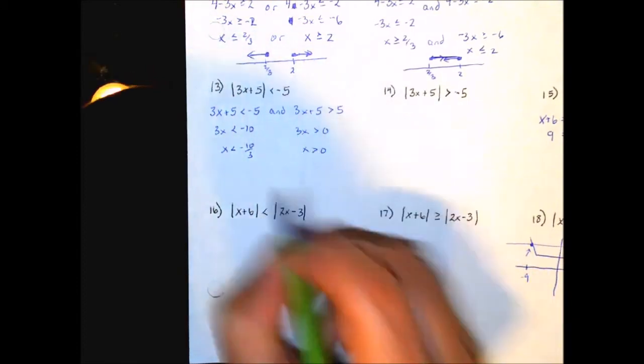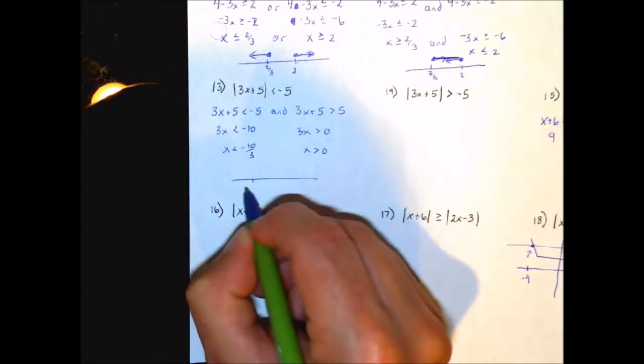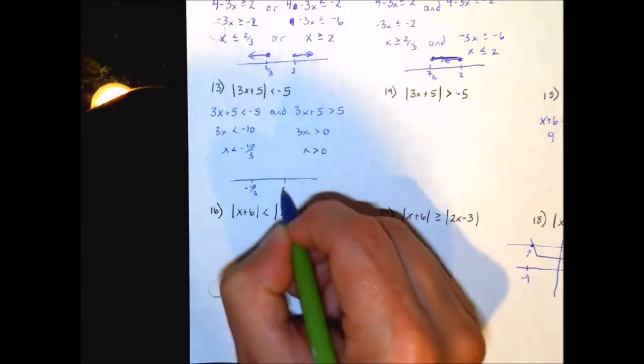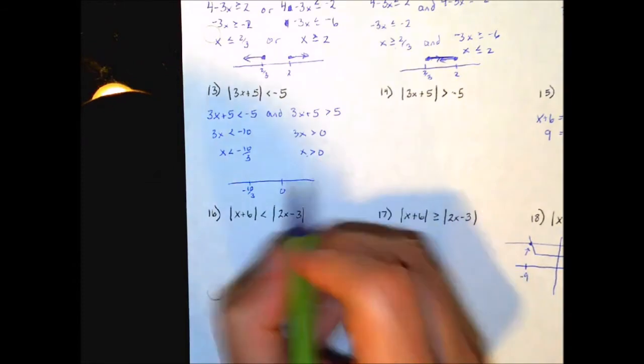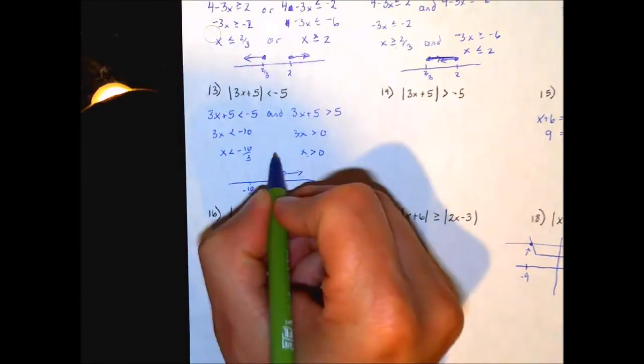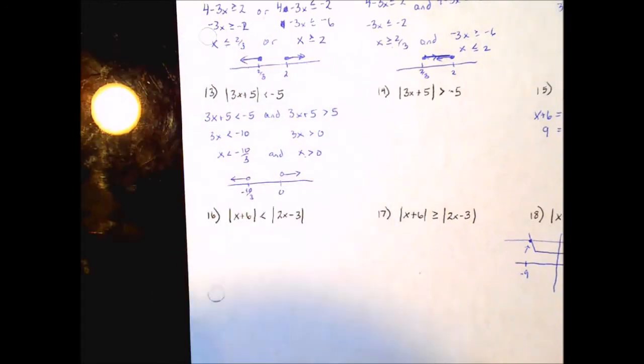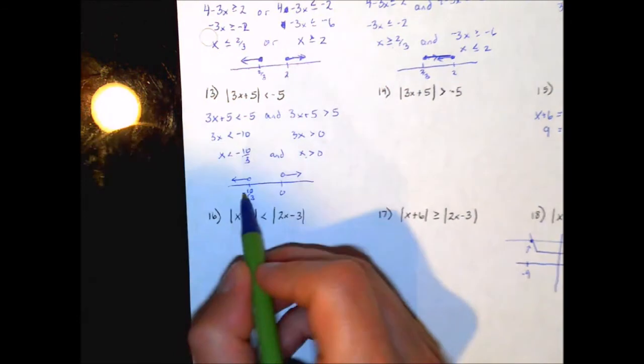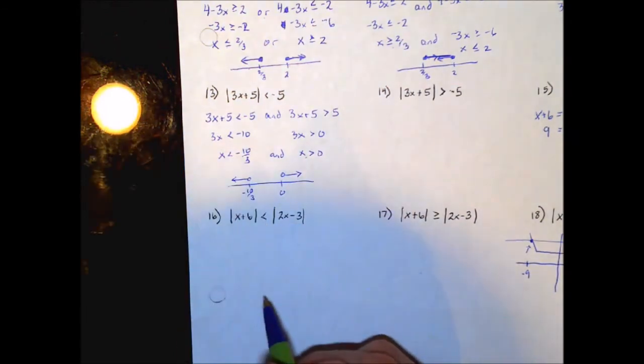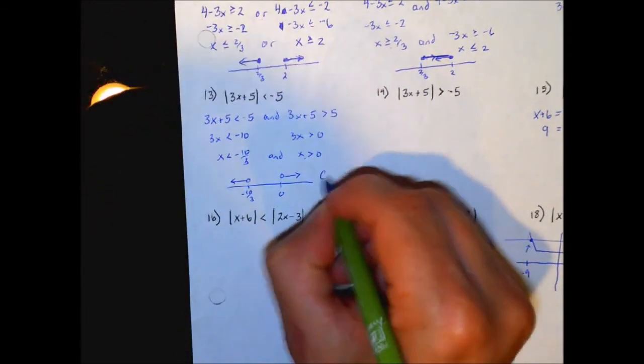Okay? So we have our negative 10/3 is down there somewhere, and 0 is up here. Has to be greater than 0, and has to be less than negative 10/3. Now, are there any numbers that you know of that are greater than 0 and at the same time less than negative 10/3? Nope, there aren't. So there's no solution to this problem.